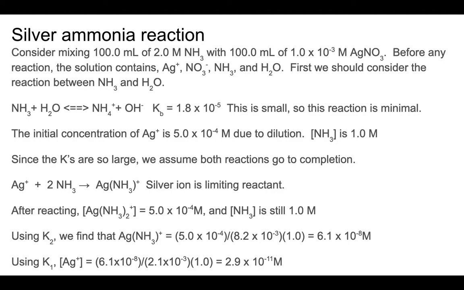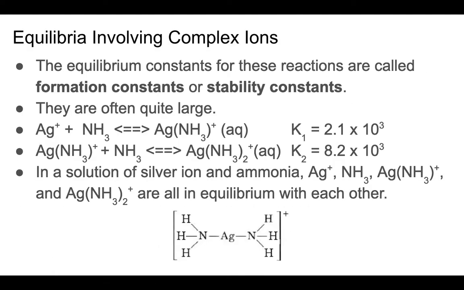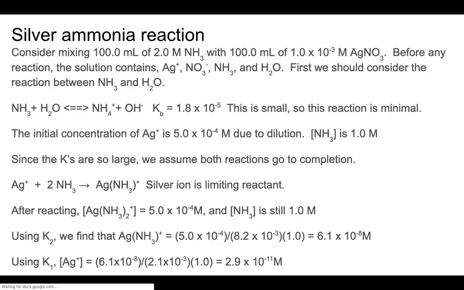Now, since the two Ks, K1 and K2, are large, I'm going to assume that all the silver ion first reacts with two ammonias to make the double complexed silver ammonia complex. I see a misprint here. There should be a 2 right here. Silver plus 2 ammonias make silver ammonia 2.